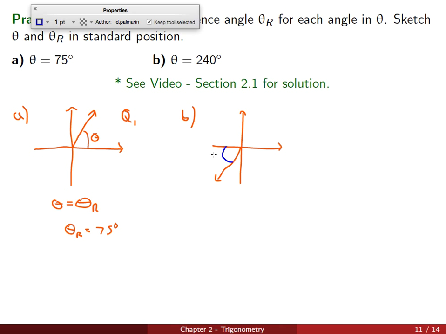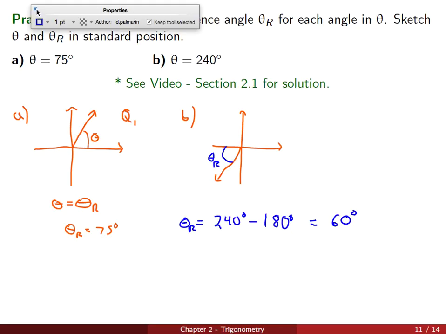Right, and that's the angle closest. That is the reference angle. To figure this out, you're going to have to go 240 degrees minus 180 degrees, because this whole angle right here is 240. This half angle right here, that's 180. So the subtraction will give you 60 degrees, and that is what theta r is equal to, 60 degrees. Okay, that's how you find the reference angles.